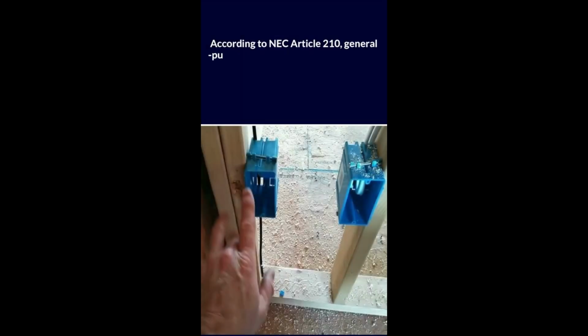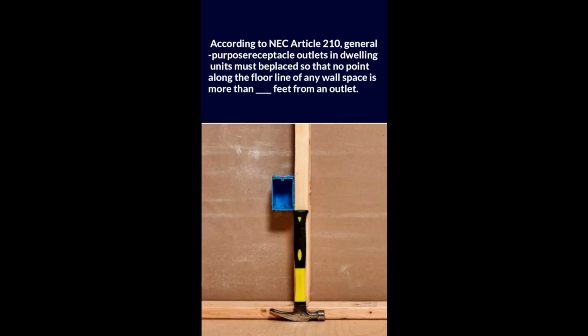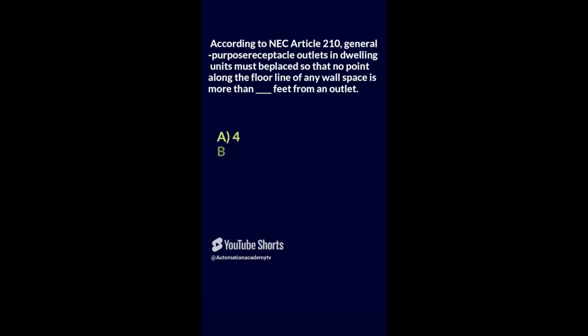According to National Electrical Code Article 210, general purpose receptacle outlets in dwelling units must be placed so that no point along the floor line of any wall space is more than how many feet from an outlet? A. 4 feet. B. 6 feet. C. 8 feet. D. 12 feet. Answer B. 6 feet.